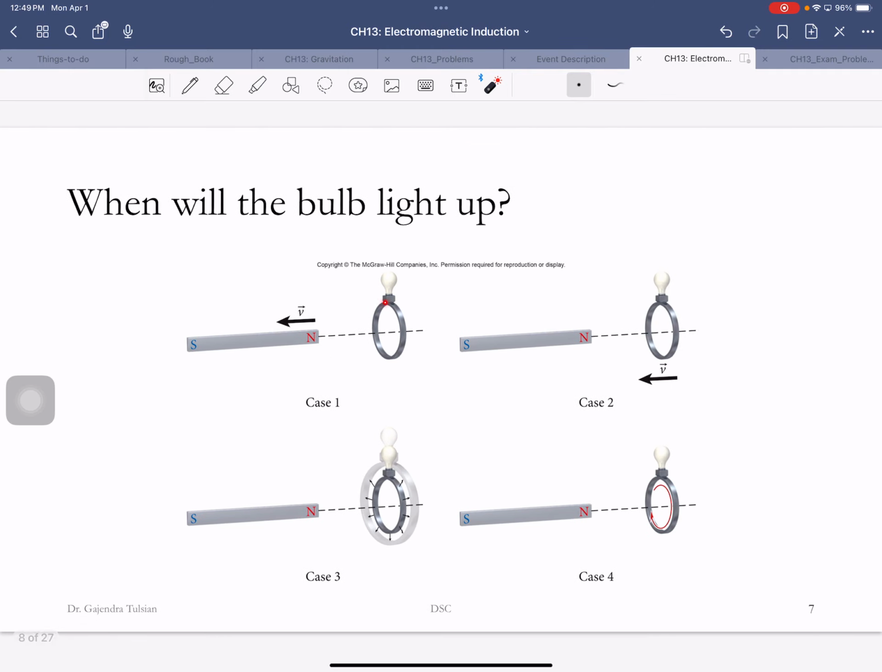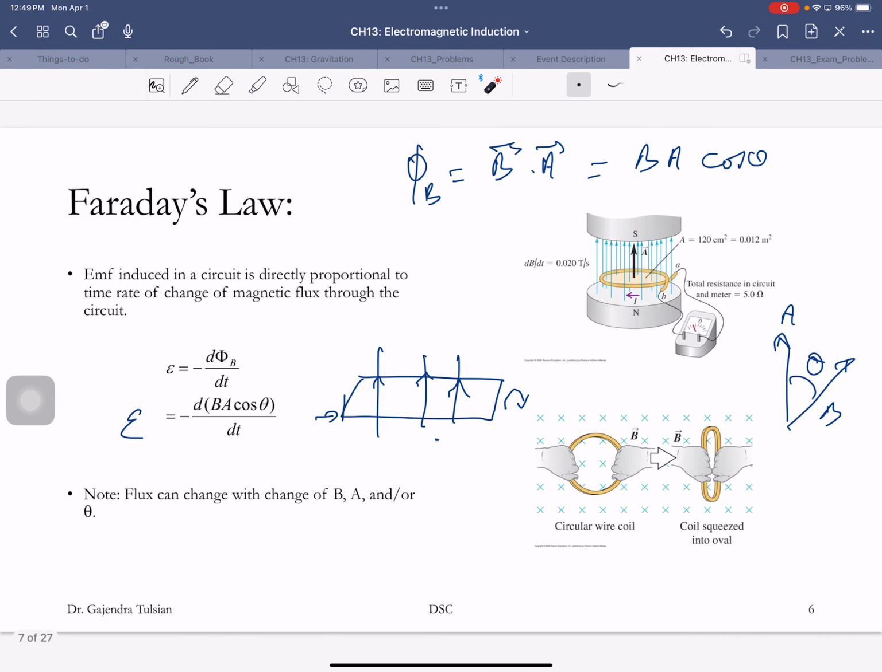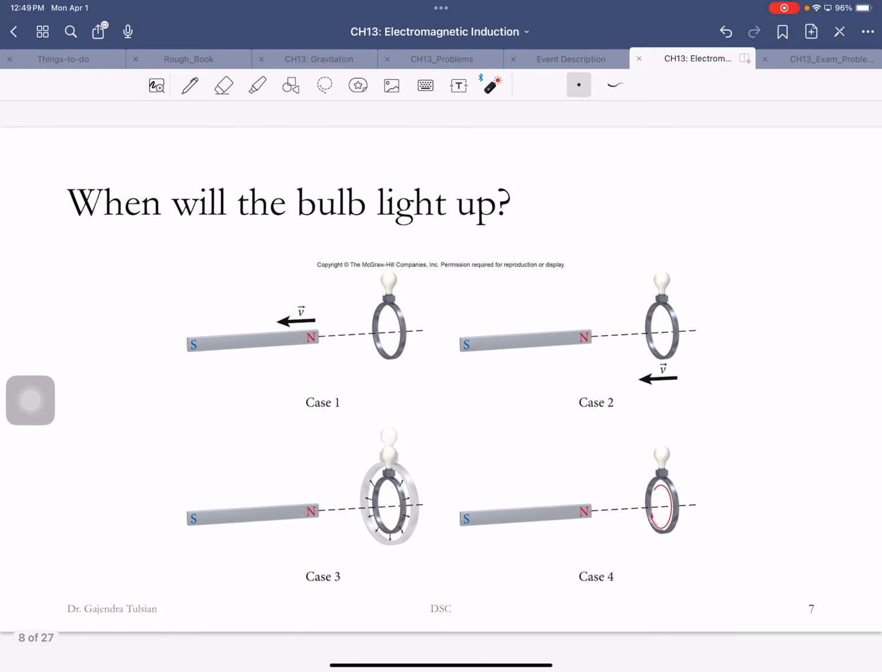All right, so in this setup, the question is, when will the bulb light up? For instance, if you move the magnet here, what are you doing? When you move the magnet at the location of the loop of wire, what you're changing is B. And you'll induce a current through this wire and the bulb will light up. If you keep the magnet stationary and move the wire, this is the same thing. At the location of the wire, the magnetic field is changing and the bulb will light up.